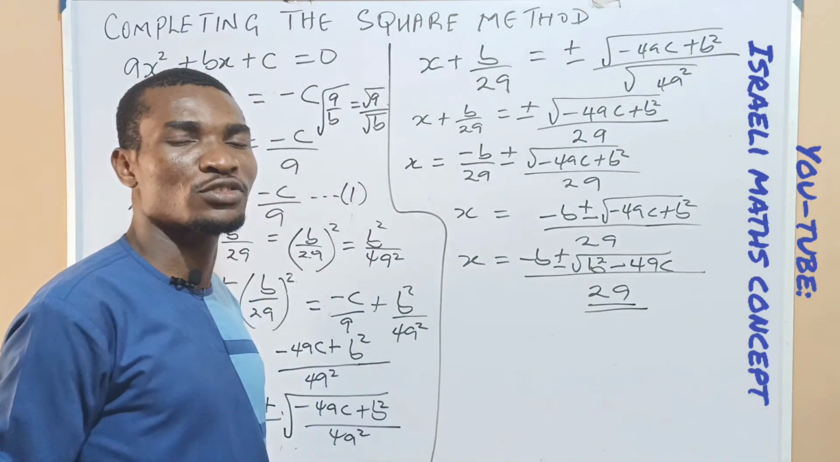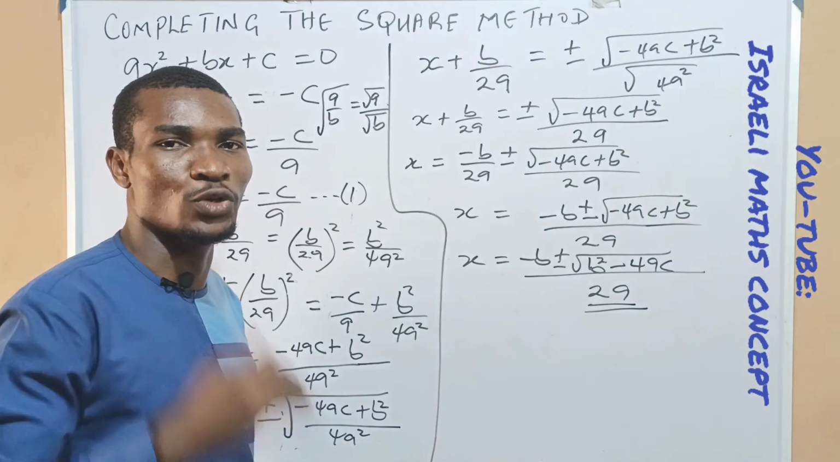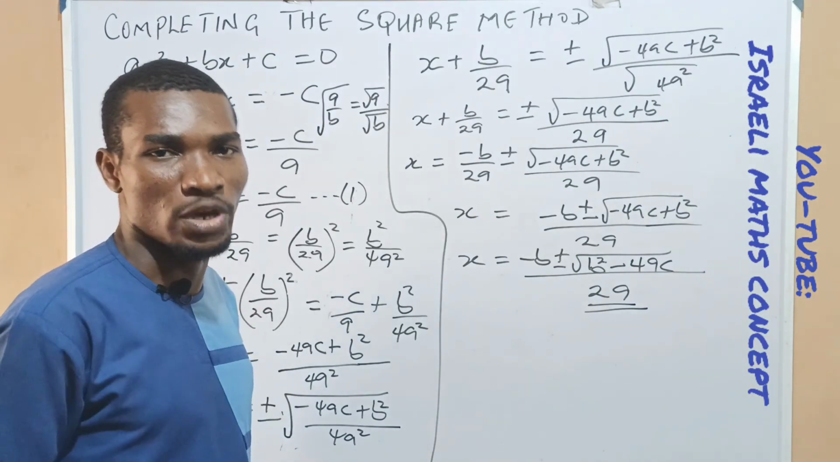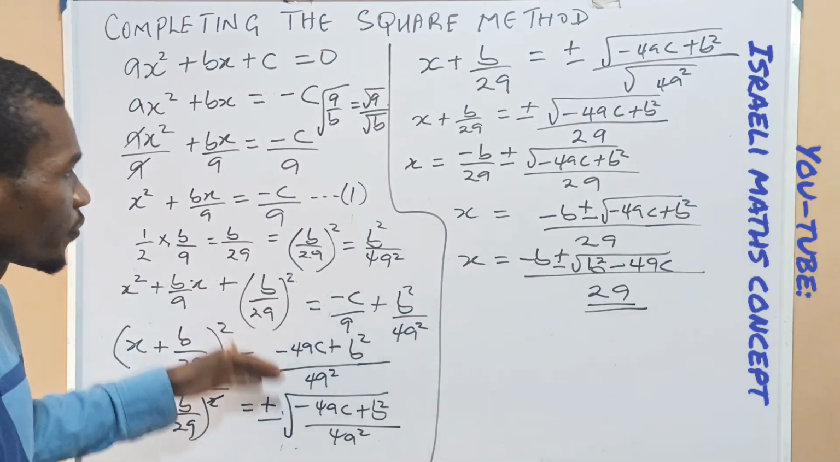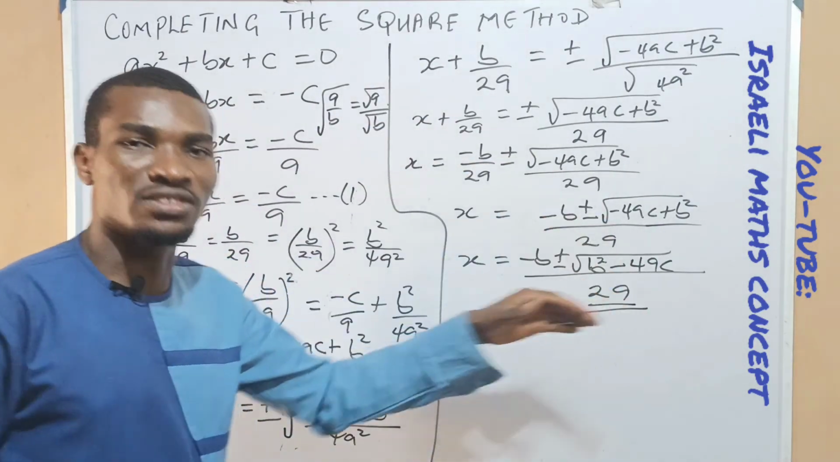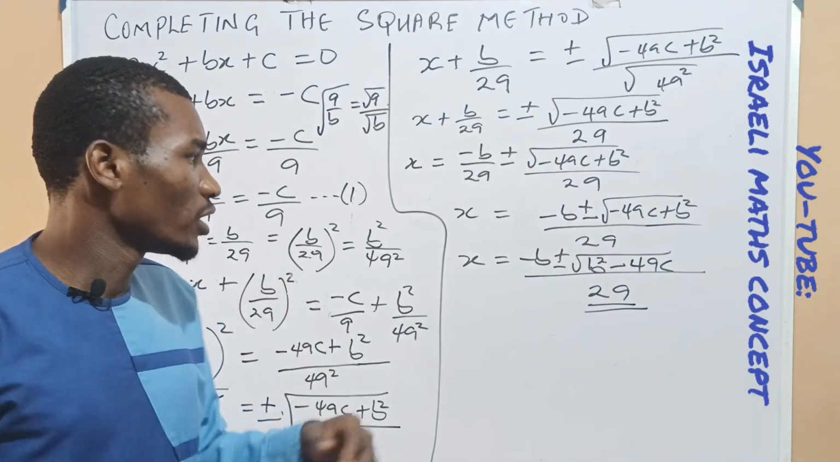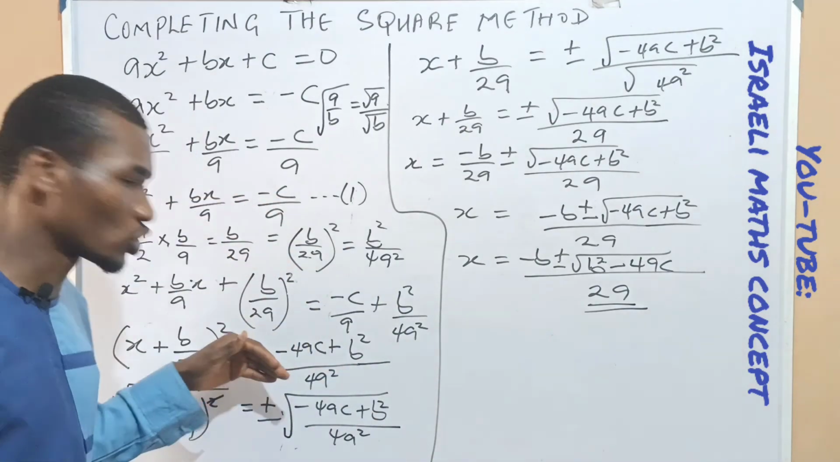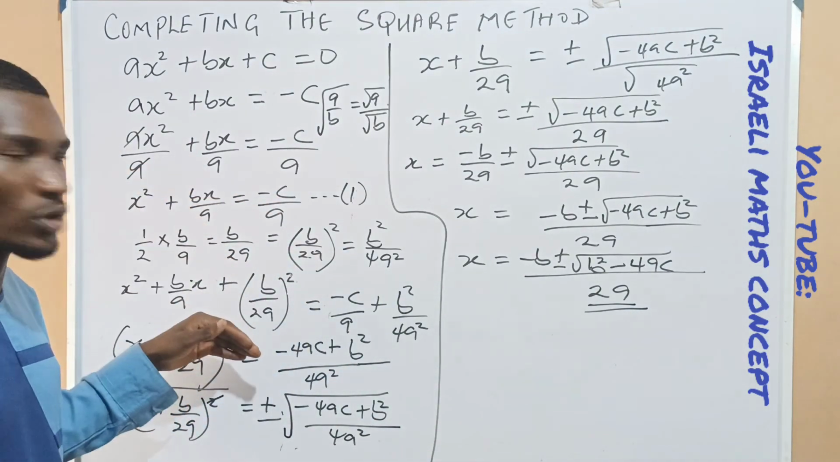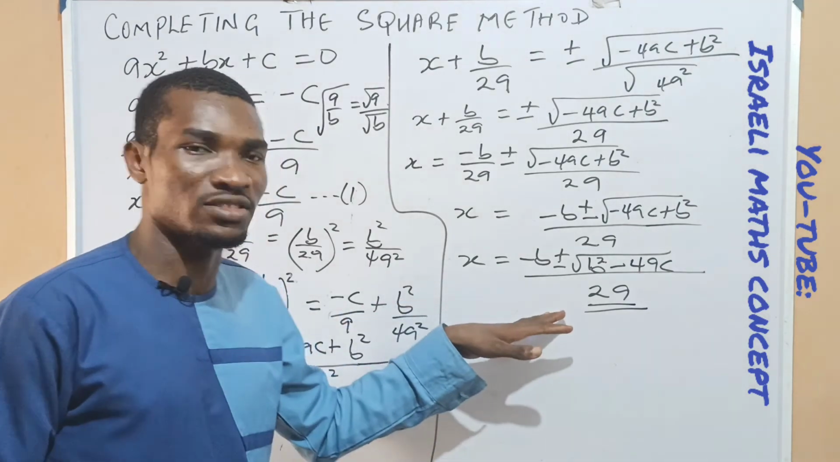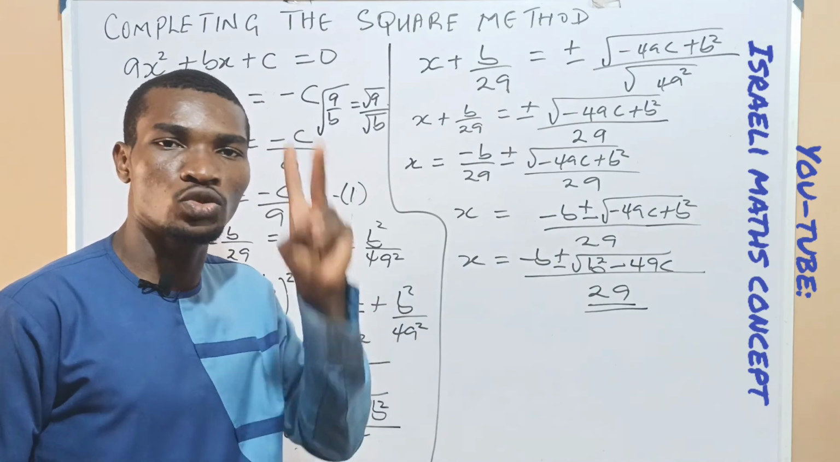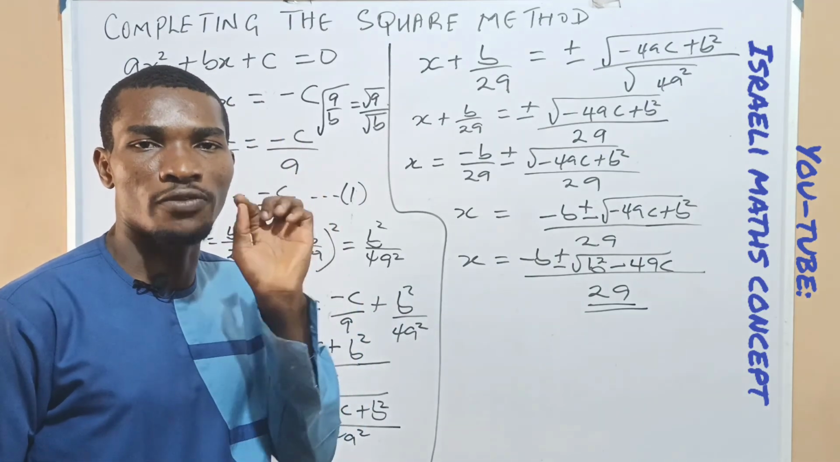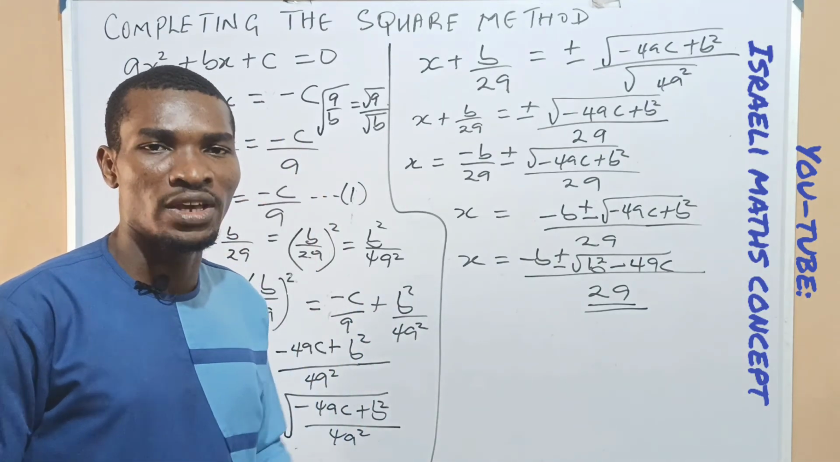Remember, whenever you are asked to solve a given quadratic equation using the completing the square method, the exact routine we followed in solving this given question is the same routine you are going to follow in solving your quadratic equation using the completing the square method till you get your final answer. And remember that this plus or minus indicates that we should have up to two roots of the given quadratic equation.